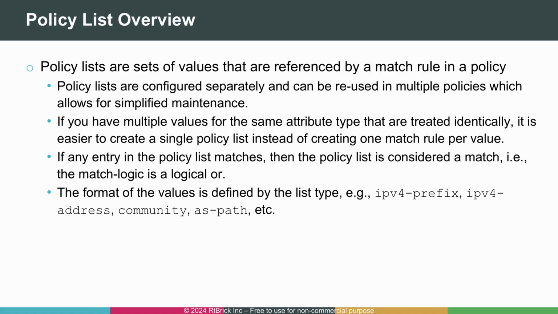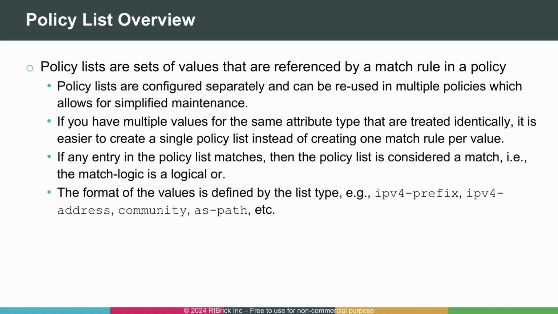Entries within a policy list are logically connected via an OR relationship, meaning that the match rule is considered a match if at least one entry in the list matches. The most common type of policy list is a prefix list, which contains a set of IPv4 or IPv6 prefixes.